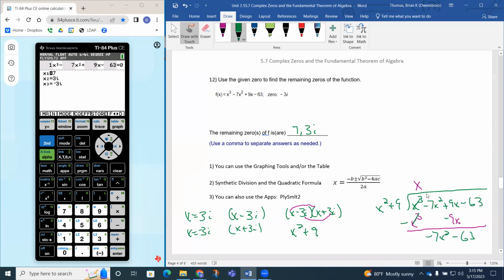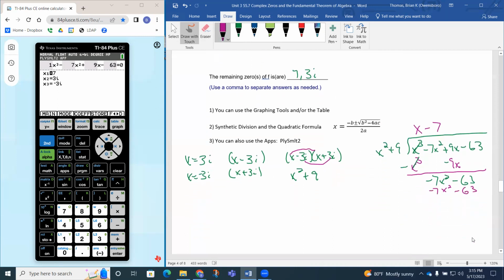So our next move is, what times x squared gives me negative 7x squared? Well, that would have to be a negative 7. So negative 7 times x squared is negative 7x squared. And negative 7 times 9 would be a negative 63. So what happens is, when we subtract, we just change the signs and add.